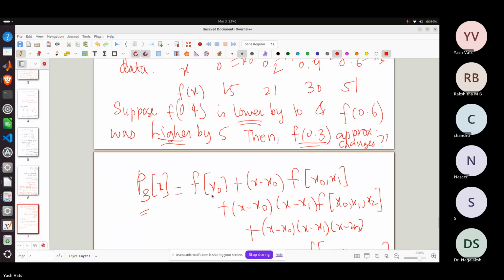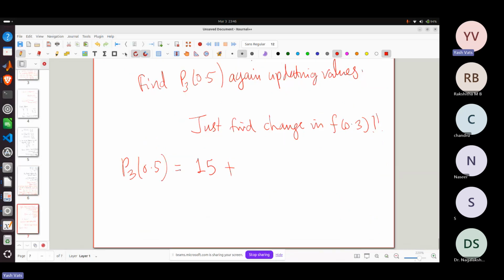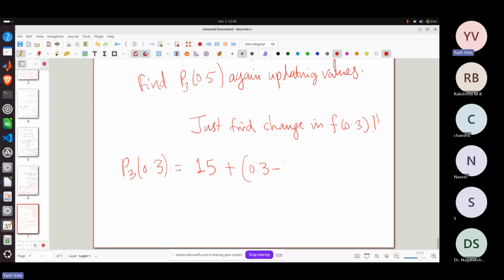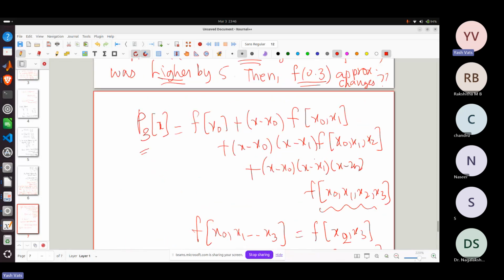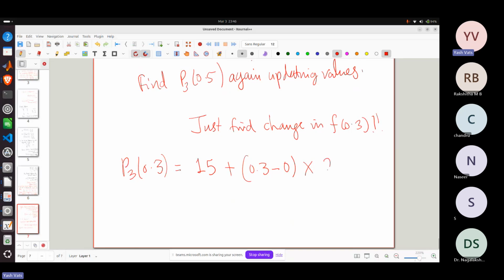I think you don't need to find 0.5. I think just calculate 0.3, because in the question itself it says 0.3. So 0.3 minus x naught. What is your x naught? x naught is just 0. So it's 0 into f[x naught, x1]. This is f1 minus f naught divided by x1 minus x naught. So 21 minus 15 divided by 0.2. That is your f[x naught, x1].